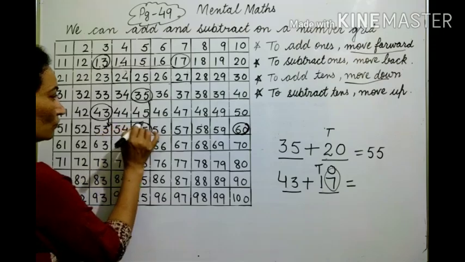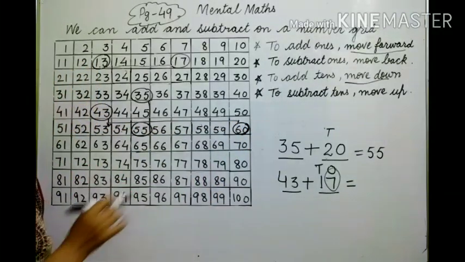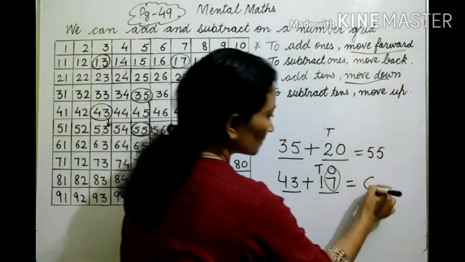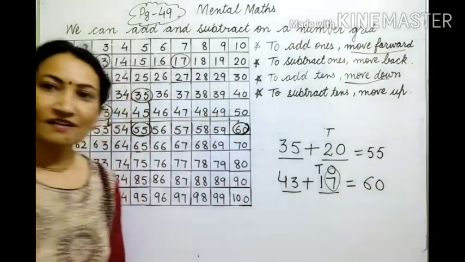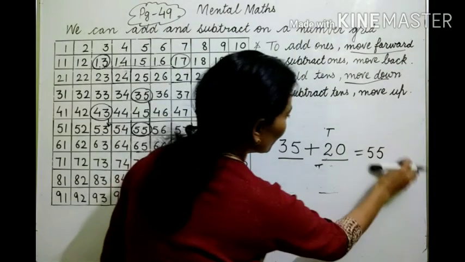Like this you will move. Here our 7th step is complete. Then our answer will be 60. Clear? I hope you are understanding. Let's take the next rule.